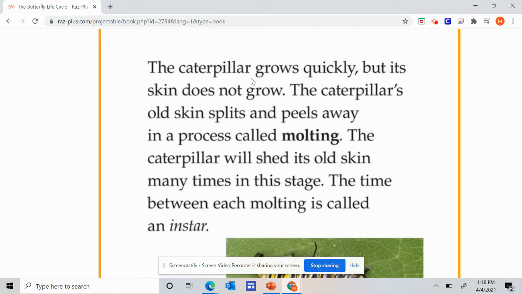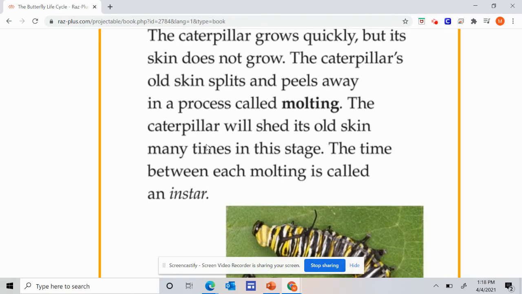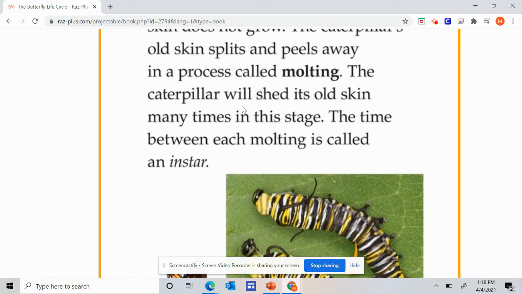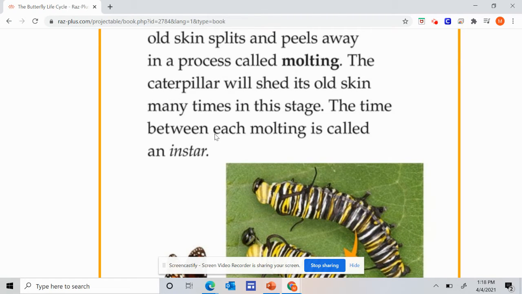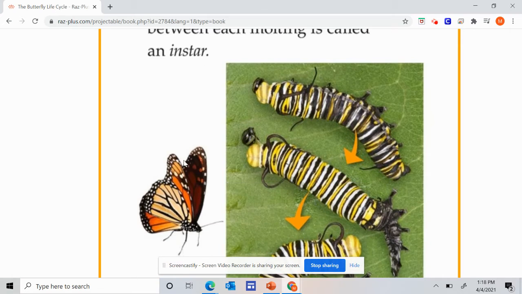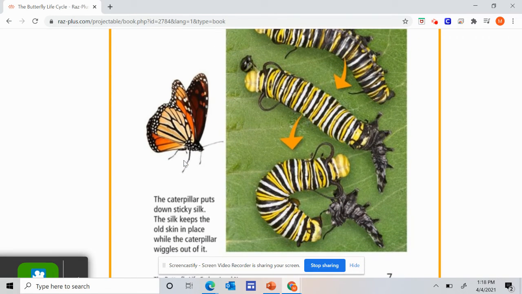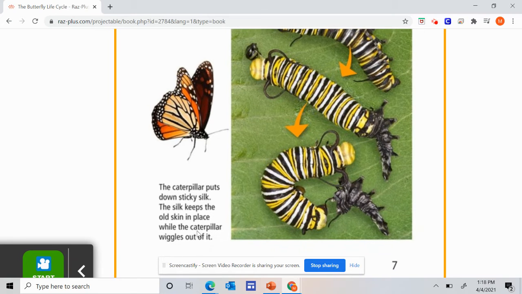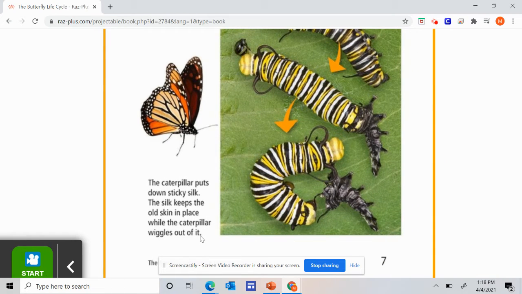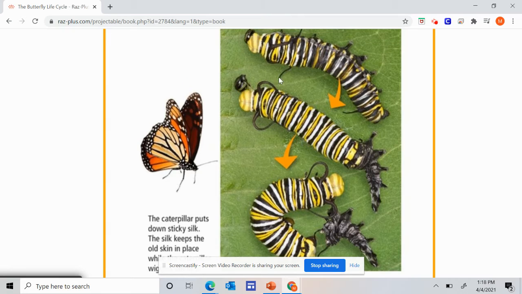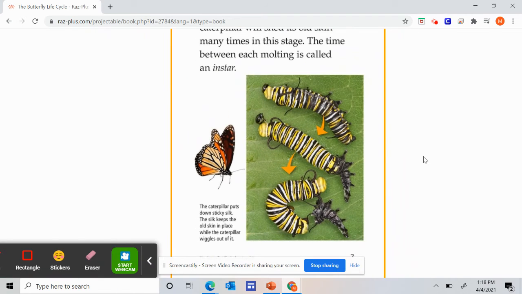The caterpillar grows quickly, but its skin does not grow. The caterpillar's old skin splits and peels away in a process called molting. The caterpillar will shed its old skin many times in this stage. The time between each molting is called an instar. So it says the caterpillar puts down sticky silk. The silk keeps the old skin in place while the caterpillar wiggles out of it. So it's this shedding or molting process.